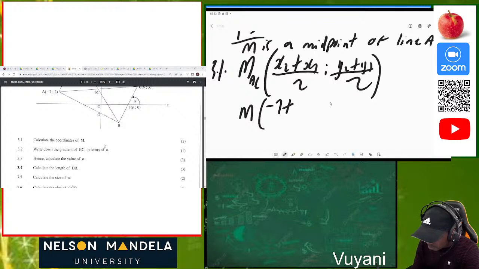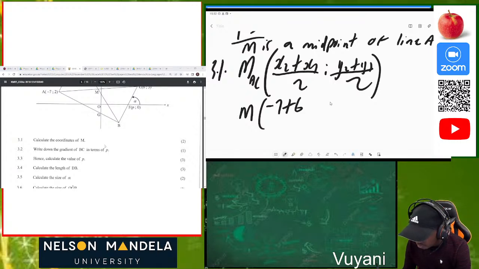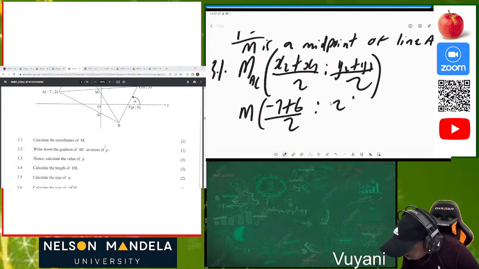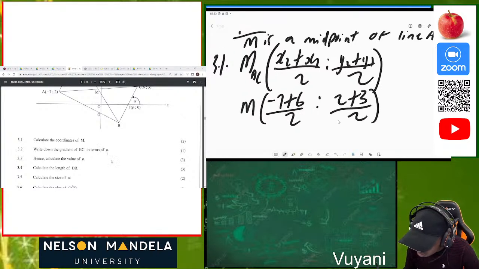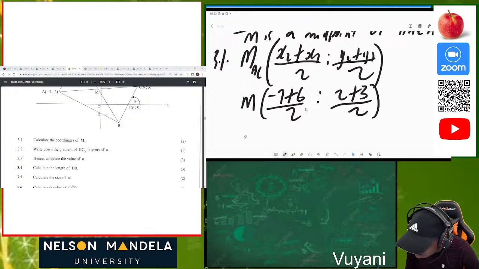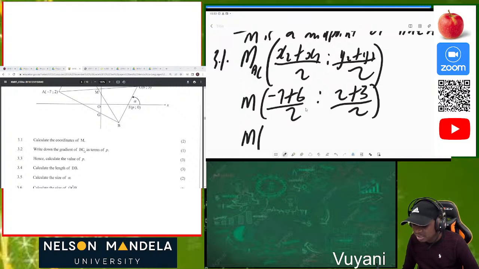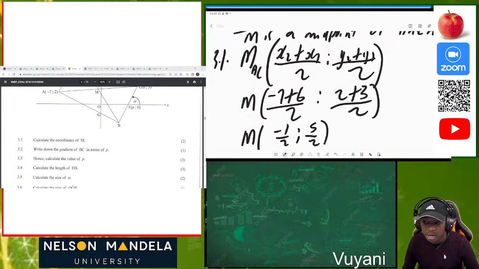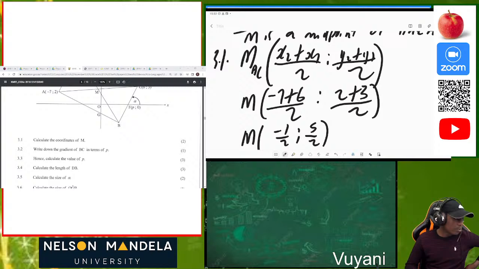Then we have -7 plus 6 divided by 2. And what is our y coordinate? We know that it's going to be 2 plus 3 divided by 2. Then we use our calculator. Then M now will be equal to -7 plus 6 is -1, so it's going to be -1 over 2 on this side. And also 2 plus 3 is 5, then 5 over 2. So that will be our coordinates. So we're able to realize that it's a midpoint of line AC. Cool. Now let's move forward.